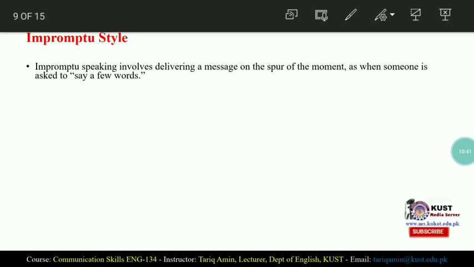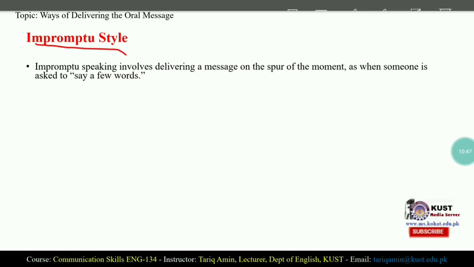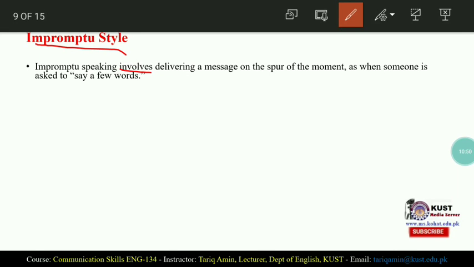Another style is the impromptu style. The word is very difficult. Impromptu speaking involves delivering a message on the spur of the moment, as when someone is asked to say a few words. For example, you go to a meeting or a party and your friend asks you to say a few words. Now this is impromptu. You prepare it on the spur of the moment and deliver it in front of the audience.